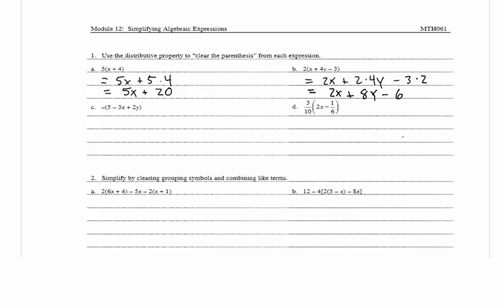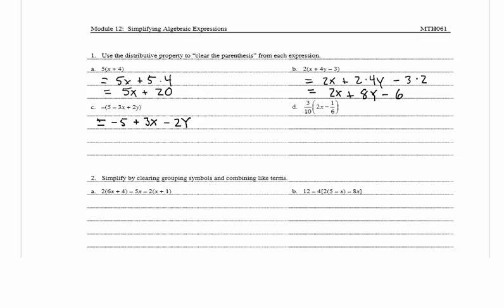In C, we have a negative sign out in front of the parentheses, and you can think of that like negative 1. So we could say negative 1 times (5 - 3x + 2y). So we're going to have -5 + 3x - 2y. And if you look at it, each sign has been changed because we multiplied it by a negative 1.